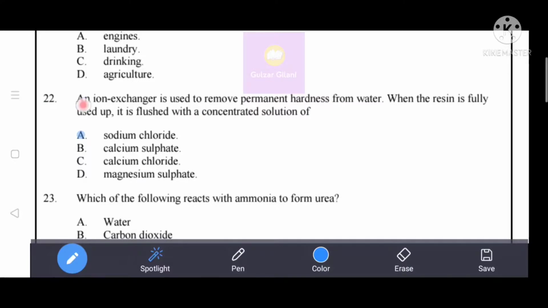Next question. An ion exchanger is used to remove permanent hardness from water. When the resin is fully used up, it is flushed with a concentrated solution of sodium chloride. Means option A is the correct answer. The rest of the options are incorrect, that is calcium sulfate, calcium chloride, magnesium sulfate. How did we identify it? Because of calcium and magnesium ions. We use sodium chloride to regenerate the resin. That's why A, a concentrated solution of sodium chloride, is the correct answer.